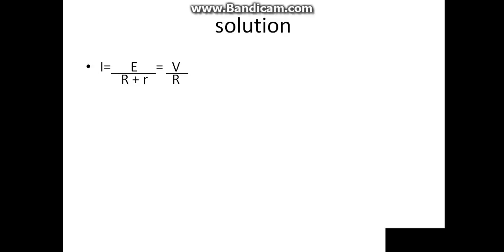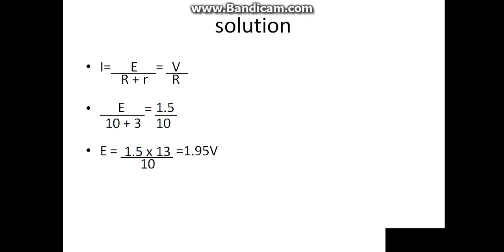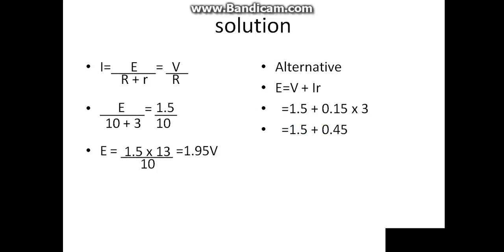All over 10. Therefore, capital E is equal to 1.5 times 13 all over 10, which gives us 1.95 volts. Alternatively, electromotive force E is equal to capital V plus capital I times small r, which is equal to, substituting the values, 1.5 for the capital V plus I is 0.15 times 3, which is equal to 1.5 plus 0.45, which will give us 1.95 volts.